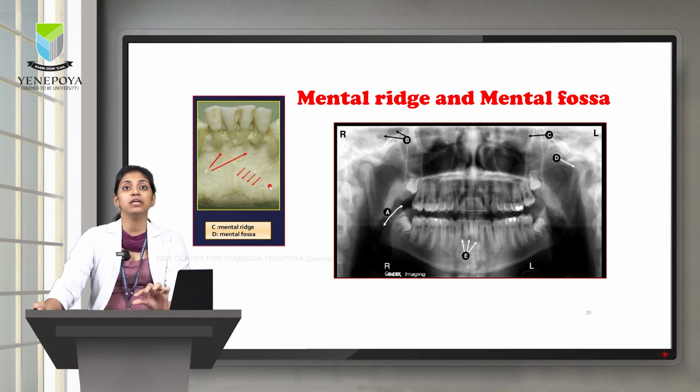Because it is a bony prominence, it appears as a thin dense radio-opacity in the central portion of the mandible. As you can see here, this is the mental ridge which we will be able to appreciate, and just above the mental ridge there is a small depression which is called the mental fossa, which is represented here, and appears as radiolucencies beneath the roots of mandibular anterior teeth.